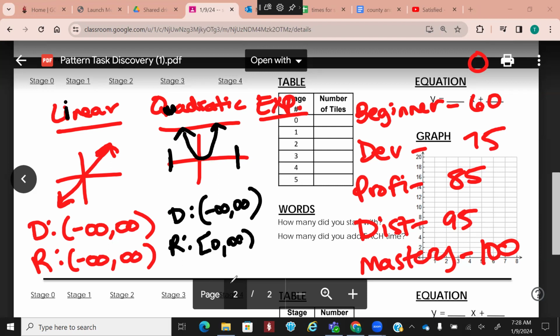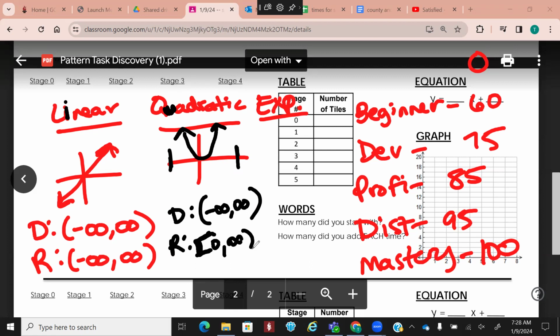One thing to note on here is this bracket. You need to have this bracket next to the 0 and then parentheses next to the infinity. Again, there's going to be a question where it has a picture of a parabola, and it's going to say, is this linear, quadratic, or exponential? Questions?